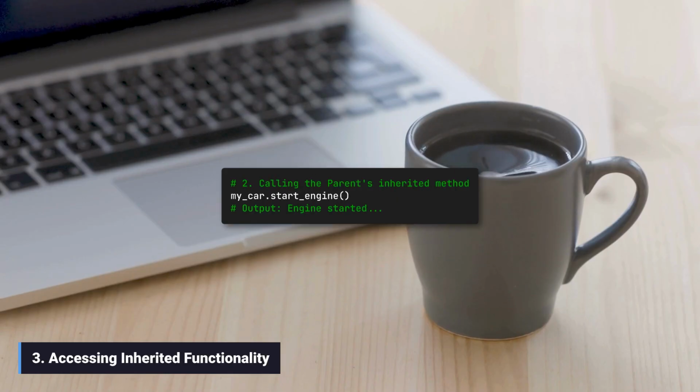3. Accessing inherited functionality. Now for the core of inheritance. We can call the parent's method, start_engine, directly on the my_car object, even though that method is not physically written in the car class. Python knows to look up the hierarchy to the vehicle class, find the method there, and execute it. This is the essence of code reuse.